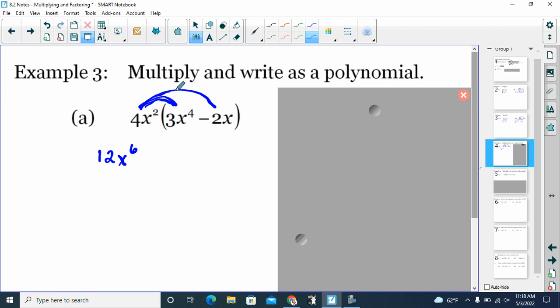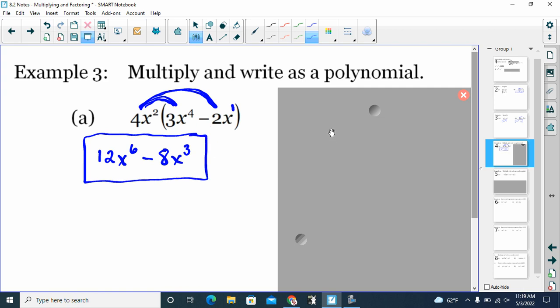Now I need to multiply 4x squared times negative 2x. 4 times negative 2 is minus 8. x squared times x to the first. When I multiply, I add the exponents. 2 plus 1 is 3. So we get 12x to the sixth minus 8x to the third.